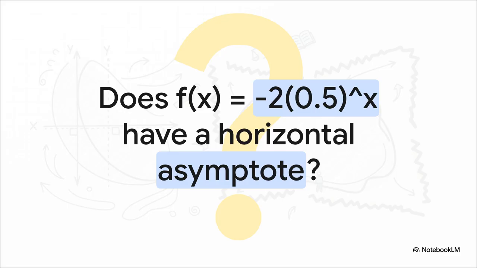Moving right along to question 3, and this one is just a little bit trickier. Does f of x equals -2 times 0.5 to the power of x have a horizontal asymptote? And if so, what is it? Think back to our third example. Even with the negative reflection flipping the whole graph upside down, there is no +c shift at the end. So the answer is a resounding yes. It absolutely has a horizontal asymptote, and it is y equals 0.